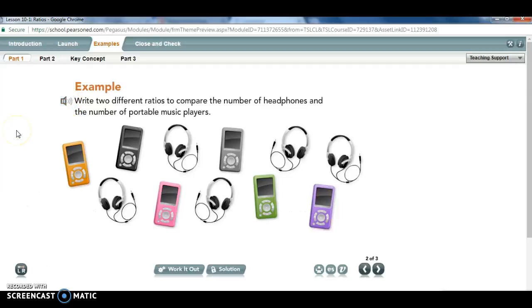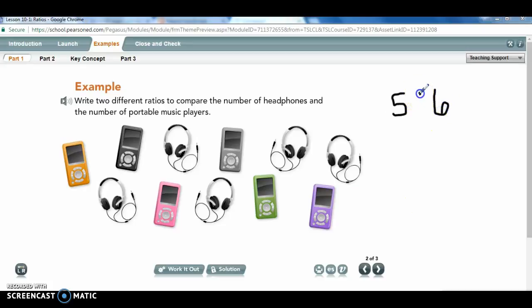Write 2 different ratios to compare the number of headphones and the number of portable music players. One thing that we need to do is figure out how many headphones and how many portable music players we have. So first we can just count them. 1, 2, 3, 4, 5. So I'm going to write down the number 5. That's headphones. And 1, 2, 3, 4, 5, 6. That is our portable music players.